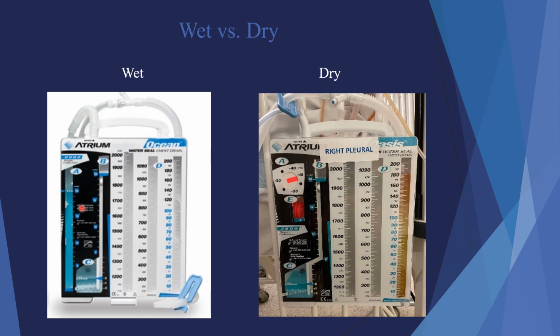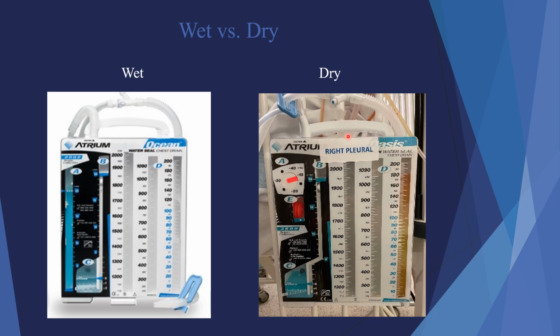When we want it to water seal, you're just going to unplug it and clamp it from here, or you're just going to unplug your wall suction or turn your wall suction off, and that puts it to water seal. So we're no longer applying the suction, but you'll know your suction is on when you see bubbling in this chamber.